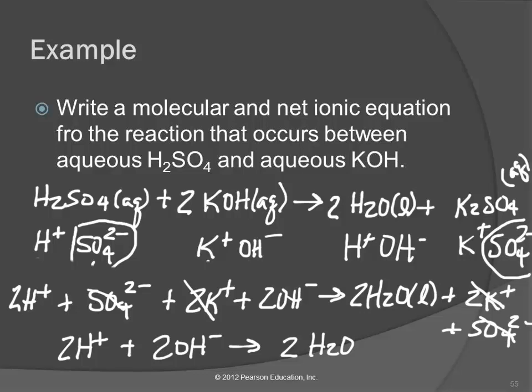Is that the best one we can write? Yeah, you can divide out into 2. We can divide all the coefficients by 2. So I'm going to cross those out. And there we get it. H plus OH minus gives us H2O.